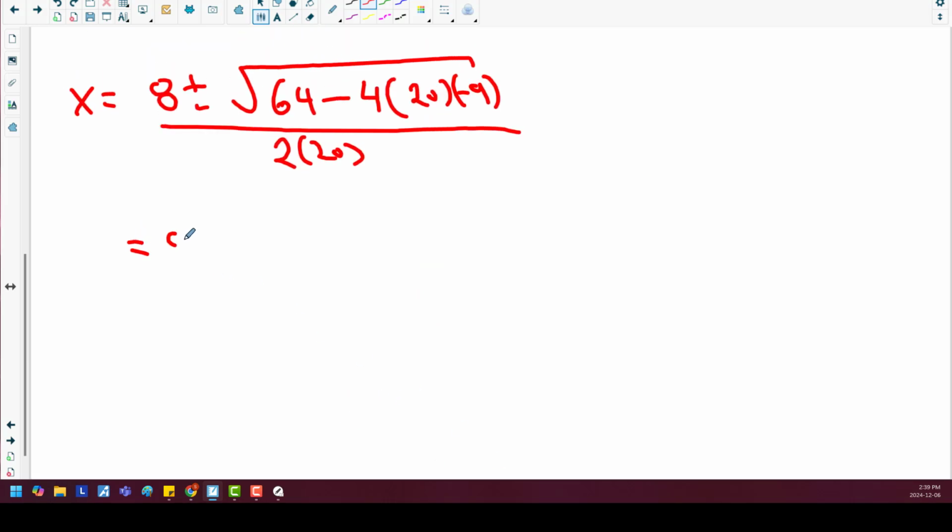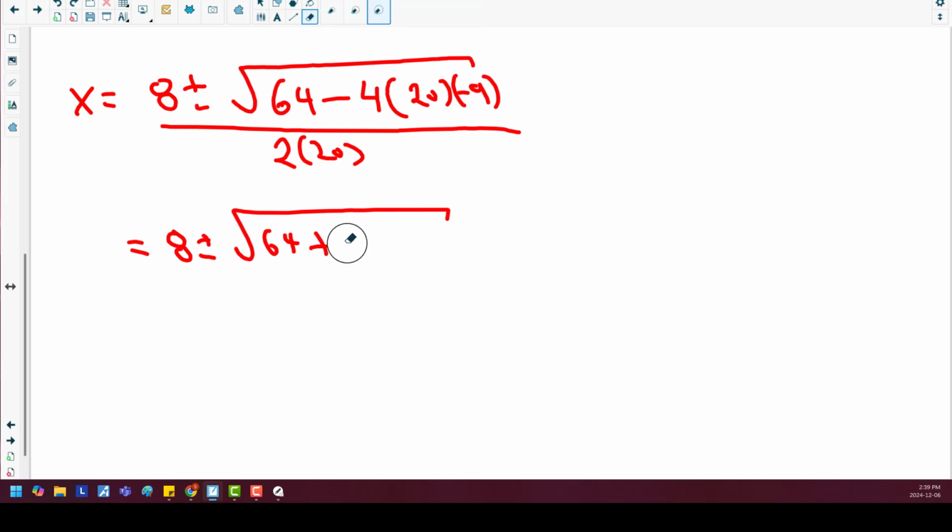So this becomes 8 plus or minus the square root of 64 plus, 200 minus 2180. Pretty sure I did that right. No, sorry, I apologize. So that's going to be 180 times 4. I apologize. So what's that? 800 minus 80. So 720? I should just use a calculator. Yeah, no, that looks right.